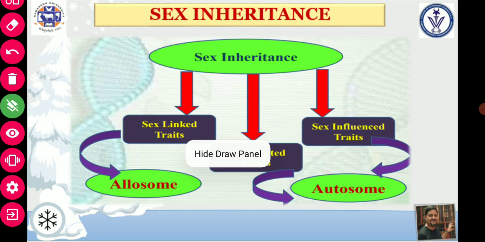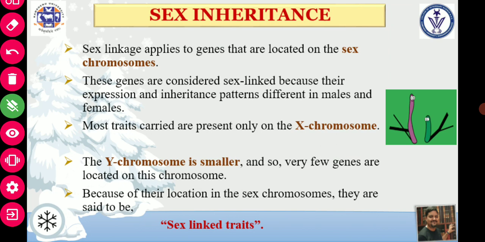Now, what is sex inheritance? Sex inheritance, as the name suggests, is related to the sex of the individual. That is why it is called sex linkage. Sex linkage applies to genes that are located on the sex chromosome. And these genes are considered to be sex-linked because the expression and inheritance pattern of these kinds of traits are associated with the sex of the animal. That is, the expression and inheritance pattern is different in males and females.